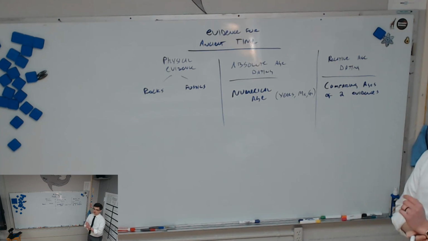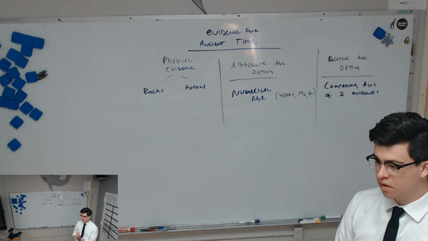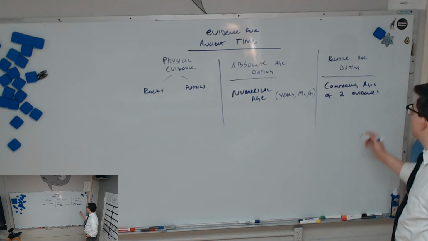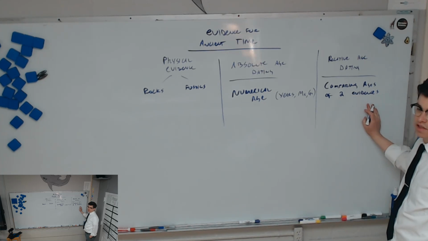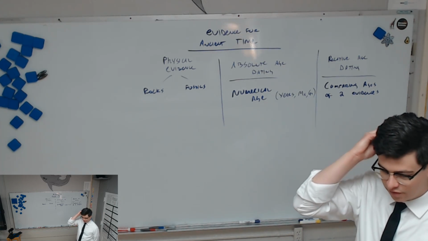Comparing ages. I don't know, this feels like there should be a different plural for evidence. There's not. Evidences. Comparing ages, we could say two pieces of evidence, but I'm going to say evidence. If that's more satisfactory for your note keeping, you can put that.